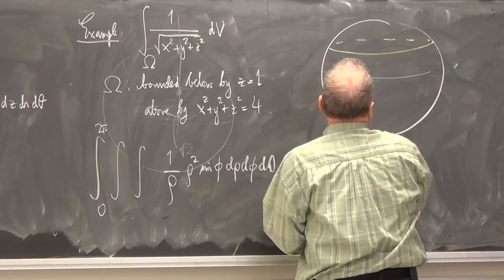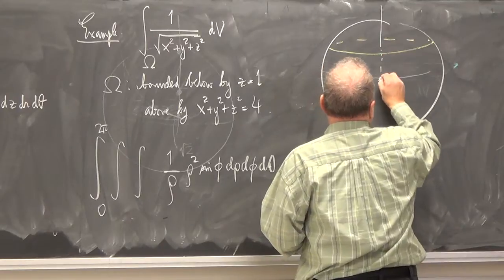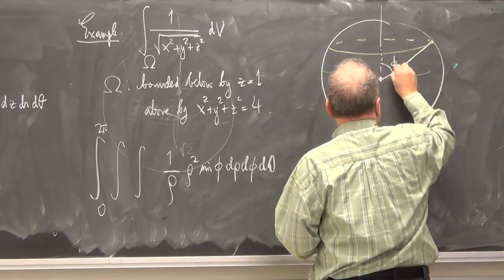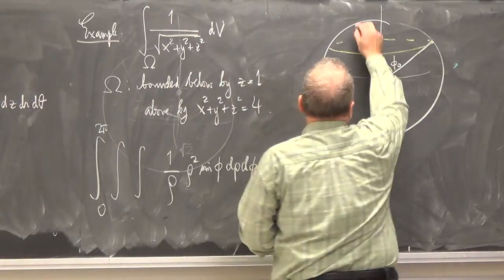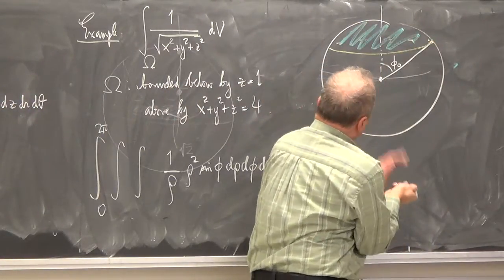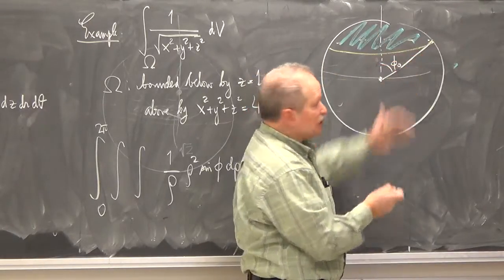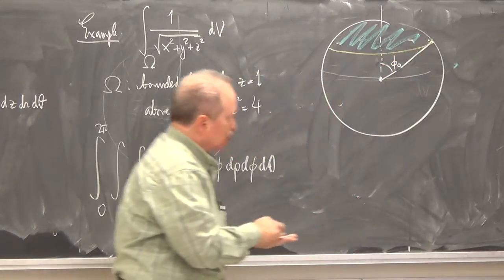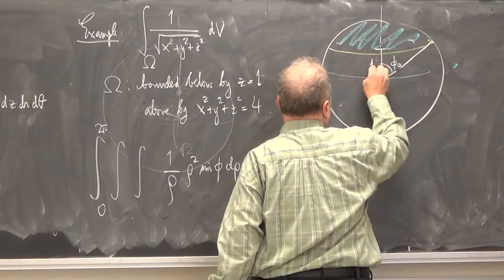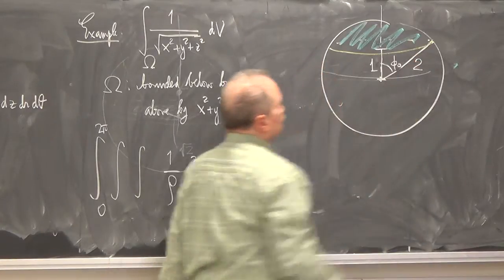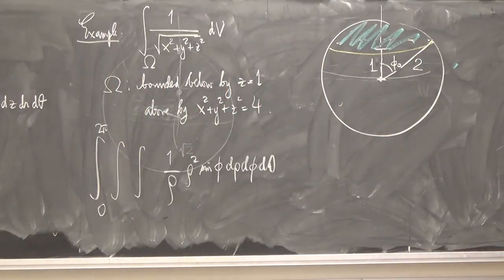Okay, so I'm interested in this angle phi, right? I'm going to be in the region when phi is between 0 and that phi naught. How do I figure out phi naught? You know, this is what? And this is? So what angle has cosine equal to half? 60 degrees or pi over 3.